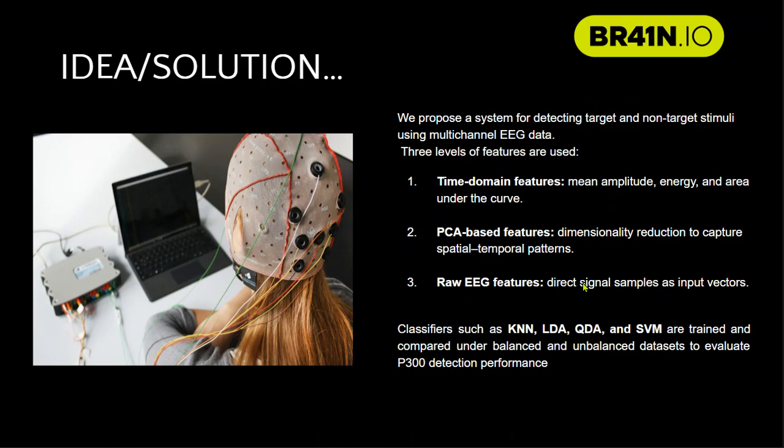For the data processing, we propose 3 different approaches. In the time domain features, we use mean amplitude, energy, and area under the curve. We also use PCA based features, using dimensional reduction to capture spatial temporal patterns. And we also use raw EEG features after our filtering. We also use classifiers such as KNN, LDA, QDA, and SVM.